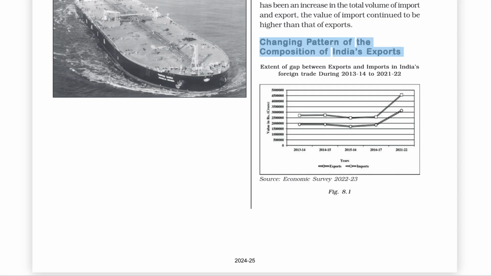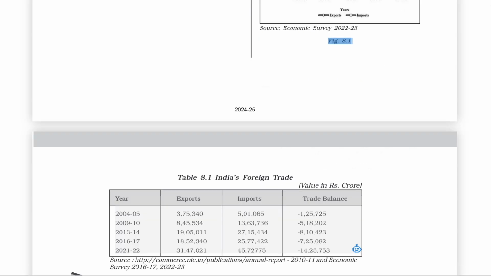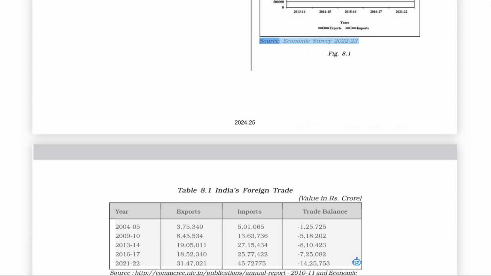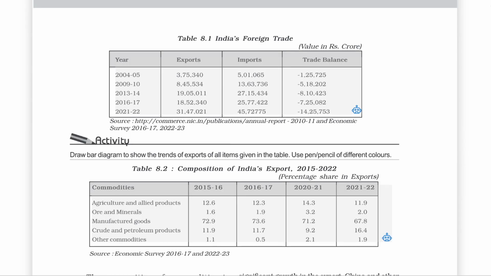Figure 8.1. Extent of gap between exports and imports in India's foreign trade during 2013-14 to 2021-22. Source: Economic Survey 2022-23. International Trade.